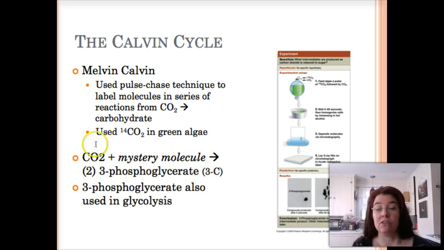Ultimately, he discovered that this carbon dioxide was added on to a second molecule, some mystery molecule, in order to produce a 3-carbon molecule called 3-phosphoglycerate. 2 3-phosphoglycerate molecules were produced from carbon dioxide. It was this mystery molecule, though, that Calvin needed to further understand. Interestingly enough, 3-phosphoglycerate is one of the intermediate molecules that we see in glycolysis during cellular respiration.